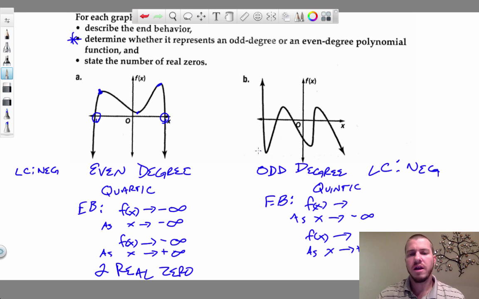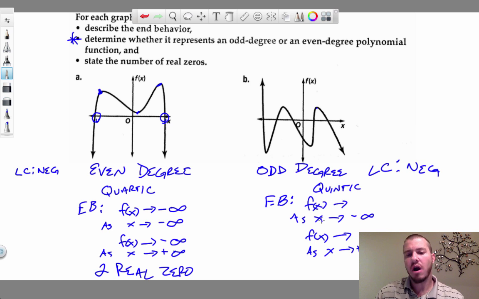Okay, so I've started it. They're going opposite ways. It's an odd degree. The leading coefficient is negative because it's going from positive down to negative. And there are 4 terms, 1, 2, 3, 4, which means it's a degree of 5, which is quintic.